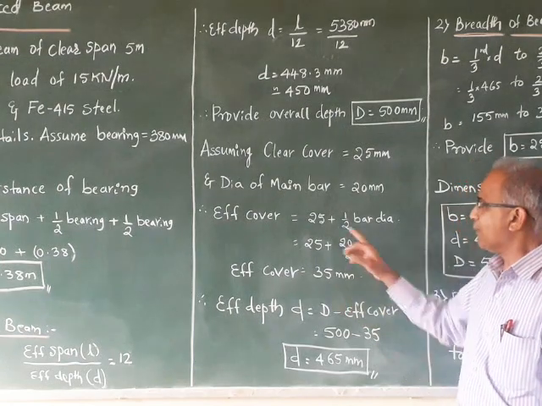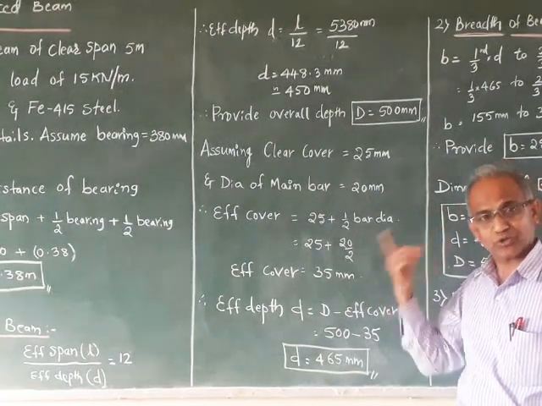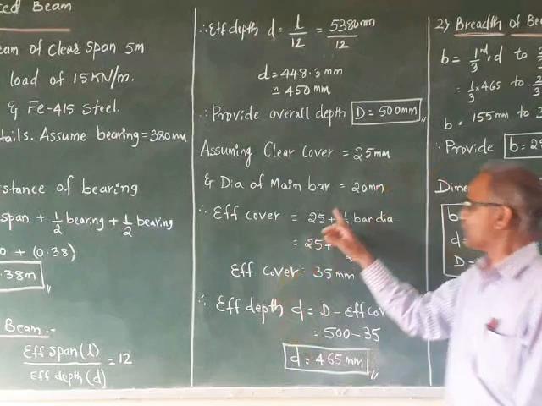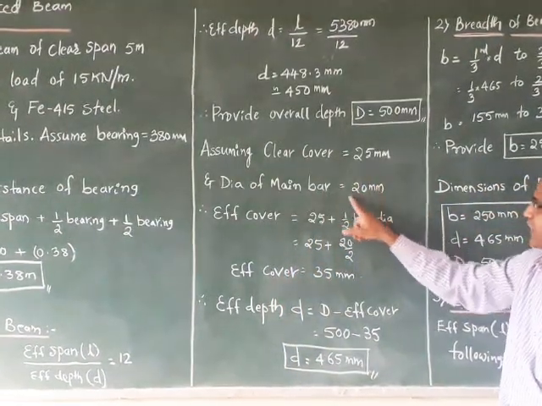Okay, for the beam, main steel diameter should not be less than 12 mm. So you can assume 12 mm, 16 mm, 18 mm, 20, 22 like that. So let us assume the diameter of main bar is 20 mm.